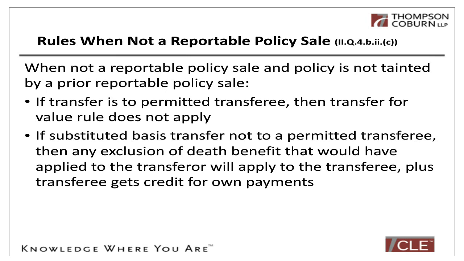So I do a transfer to David. I sell my policy to David. Okay, so it's not a substituted basis policy. David is not one of those permitted transferees. It's not a reportable policy sale because maybe I have a connection with David that makes him not be a stranger, but he's not one of those permitted transferees. So it's not a reportable policy sale, but it's tainted under transfer for value rules.